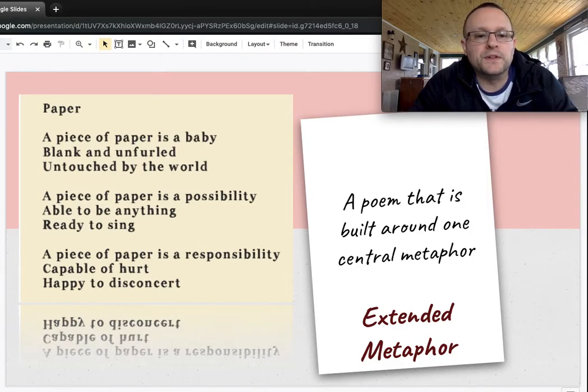A piece of paper is a baby, blank and unfurled, untouched by the world. A piece of paper is a possibility, able to be anything, ready to sing. A piece of paper is a responsibility, capable of hurt, happy to disconcert.